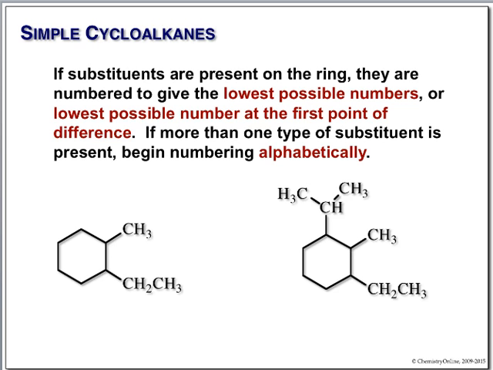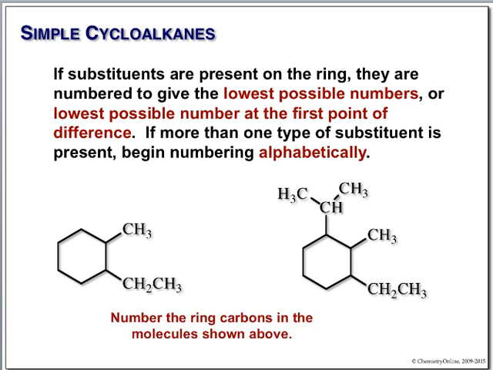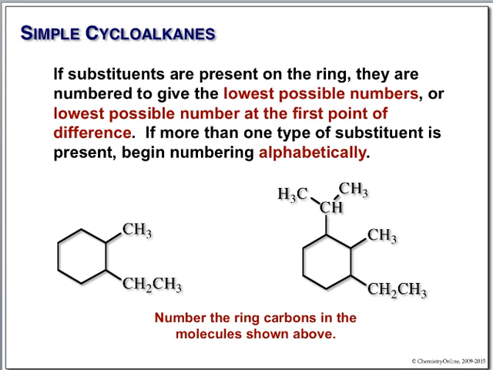All right. So look at this particular cyclohexane here. We have a methyl group and we have an ethyl group. Go ahead and number the carbons in both of these, and then we'll talk about how you do it. Let's call this one up here an isopropyl. Remember, alphabetically, that's an I.